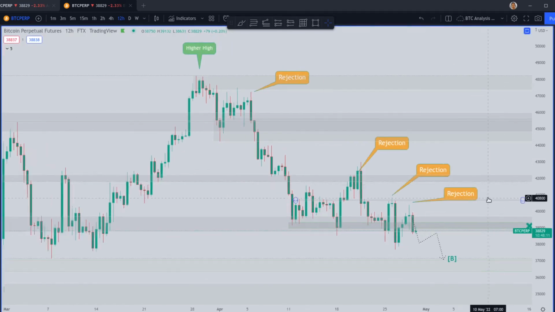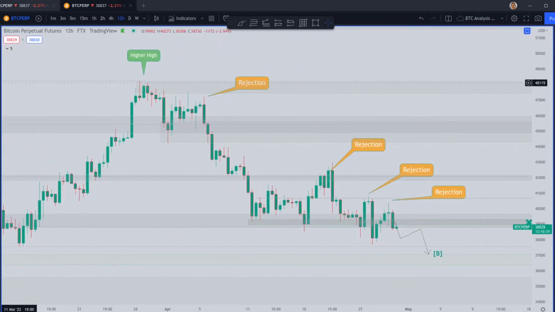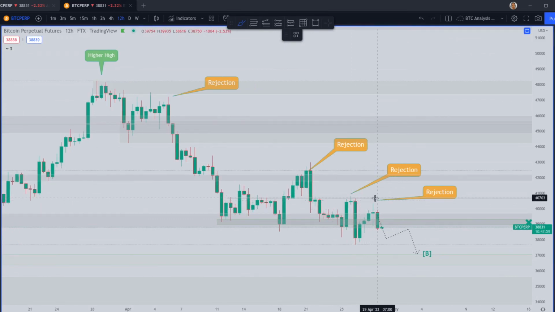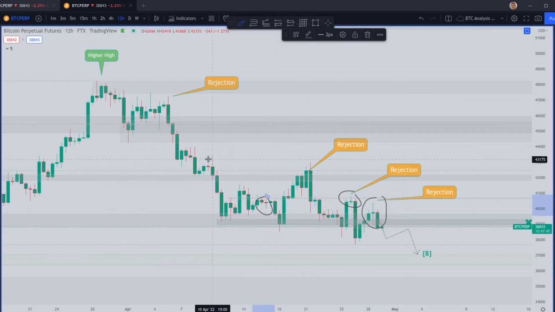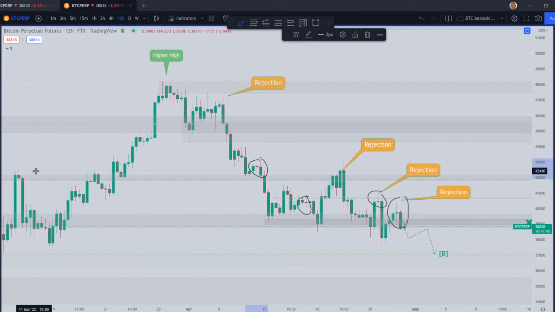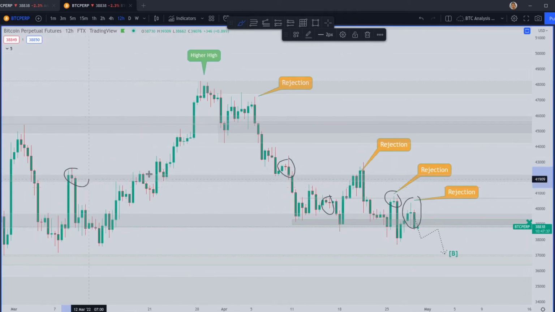Yeah, nothing looking bullish here, so we have more clues to indicate the price will go down. Let me show you what it is. Do you see this candle in the middle? This is called a doji. There was another doji here, and another doji here, and another doji here, right?